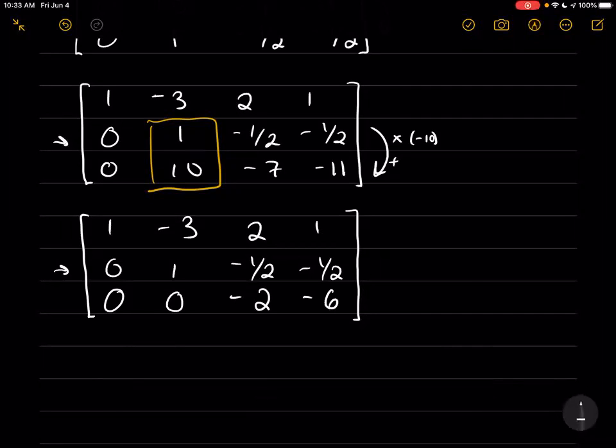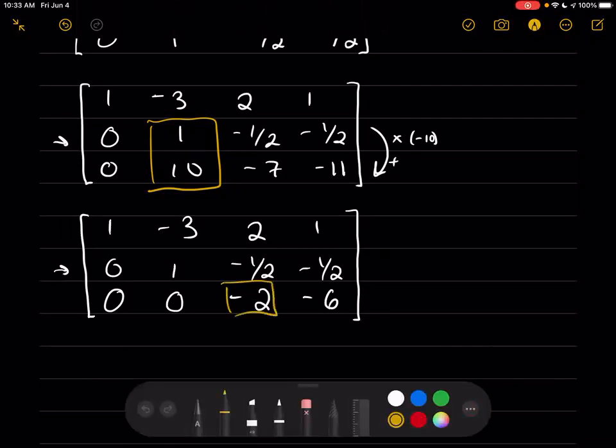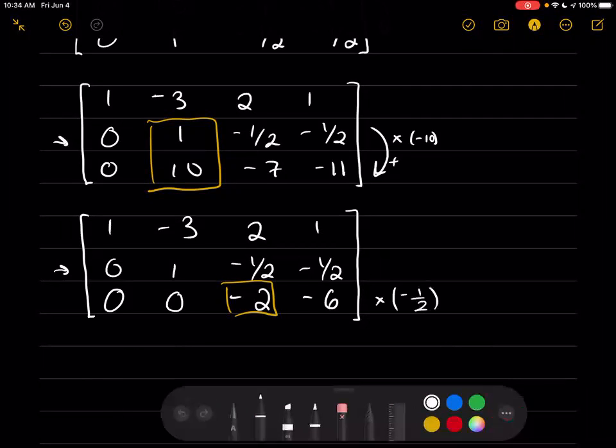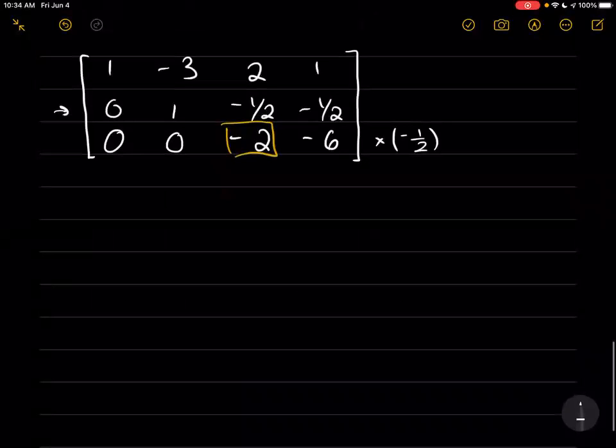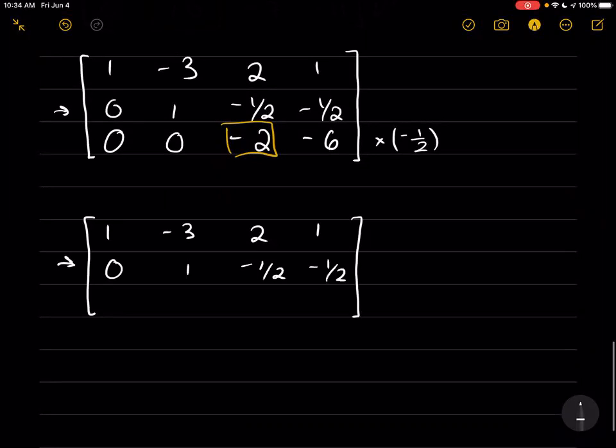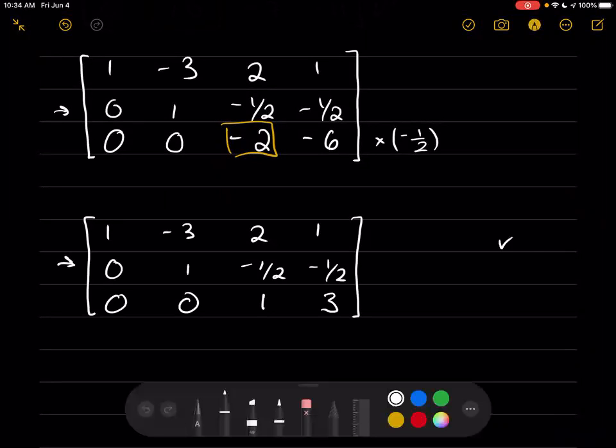Okay. And now we want this one to be a 1. So I'm going to go ahead and multiply this row by -1/2, so dividing by -2. And when we do that, we get 0, 0, -2 divided by -2 is 1, and then this will be a 3. Okay, so now this is in row echelon form.